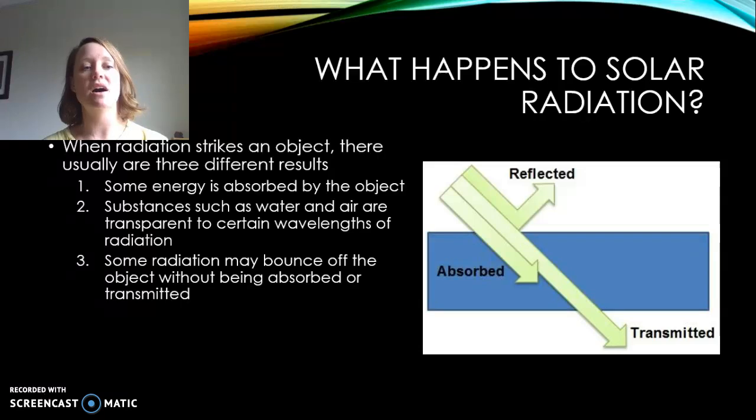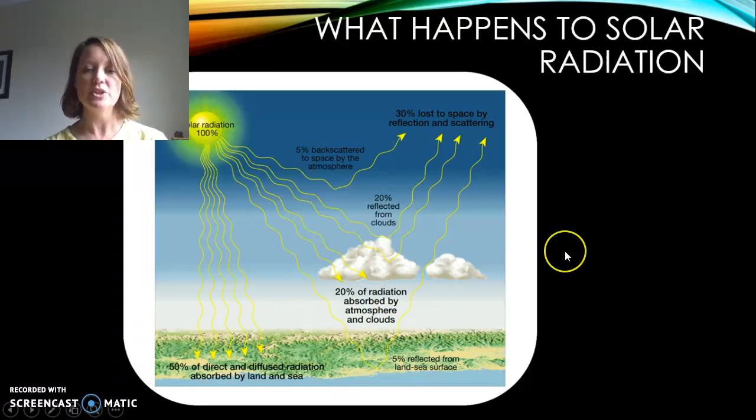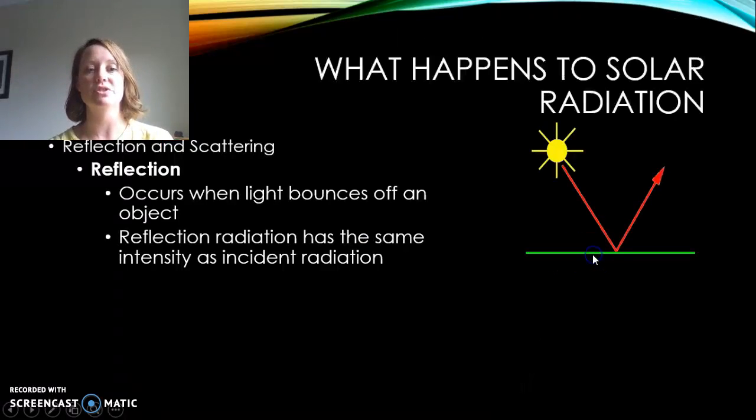All right, so when radiation strikes an object, there are three different things that can happen. Some of the energy is going to be absorbed, which is why the items are hot to the touch. Some substances that are transparent are going to allow some of that energy to penetrate and move through, and some radiation may bounce off or be reflected without being absorbed or transmitted through. If we look at what happens to solar radiation as it comes towards the Earth, only about 50% is absorbed by the Earth's surface, whether it's land or water. You can see 5% is reflected by the atmosphere, 20% from the clouds, and 20% is absorbed. So we have a lot going on. Not all of the solar energy is going to reach Earth's surface.